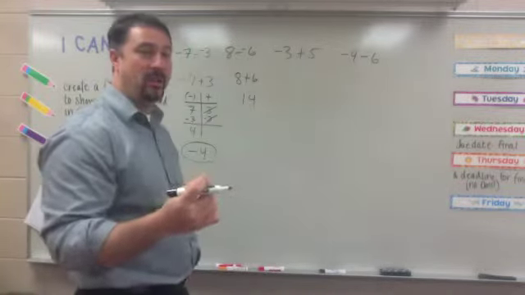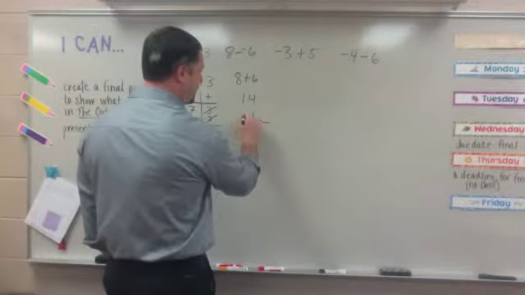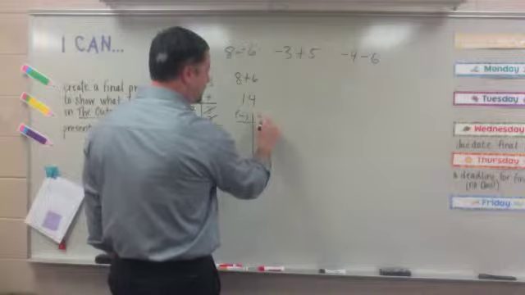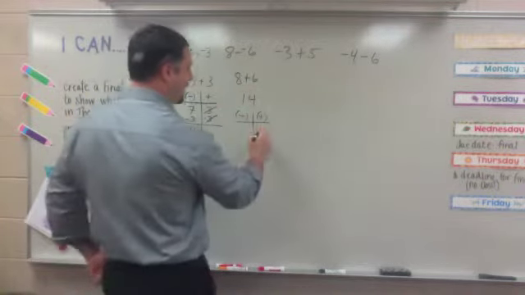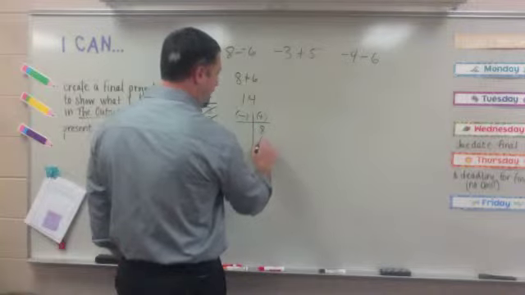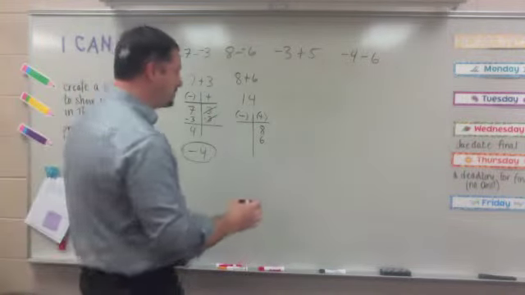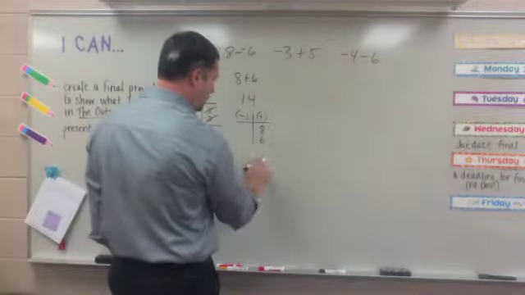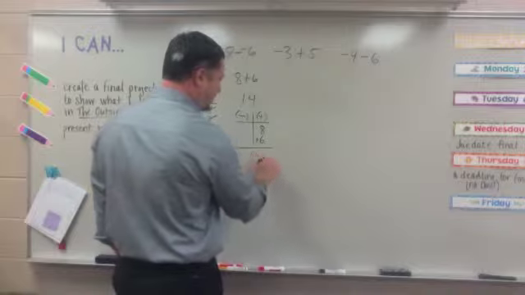But if we go back with the T-chart process and show our negatives on the left side, positives on the right side, both my 8 and 6 are positive. So I put an 8 and a 6 there. When they're in the same column, you just add them together. 8 plus 6, we get our final answer of 14.